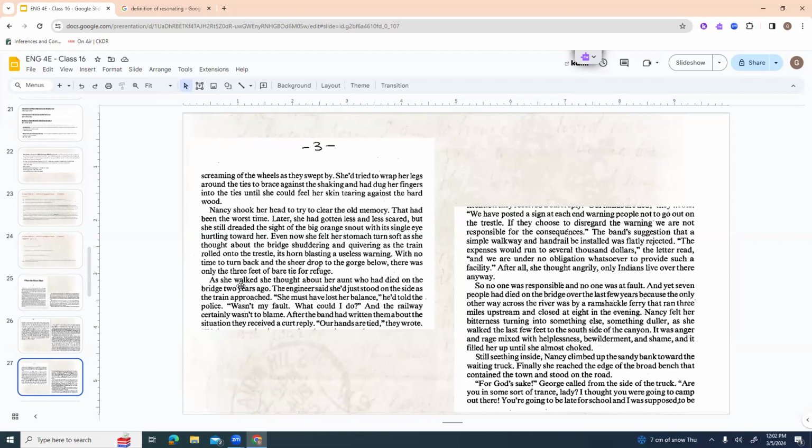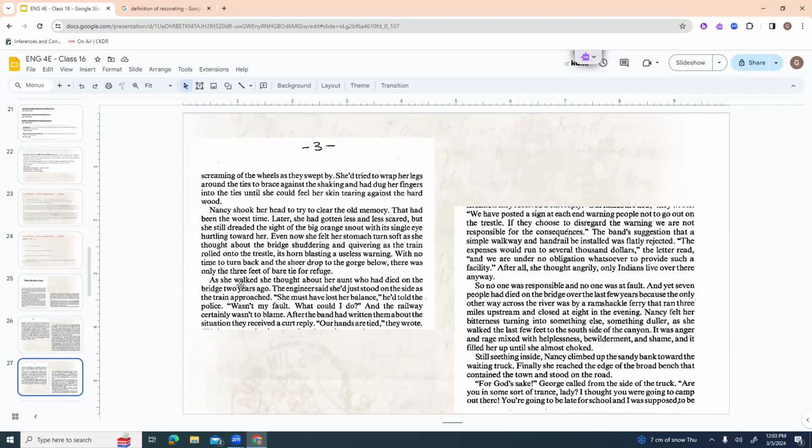Nancy felt her bitterness turn into something else, something duller, as she walked the last few feet to the south side of the canyon. It was anger and rage mixed with helplessness, bewilderment, and shame, and it filled her up until she almost choked. Still seething inside, Nancy climbed up the sandy bank towards the waiting truck. Finally, she reached the edge of the broad bench that contained the town and stood on the road.